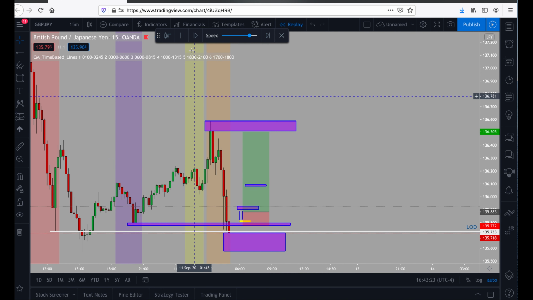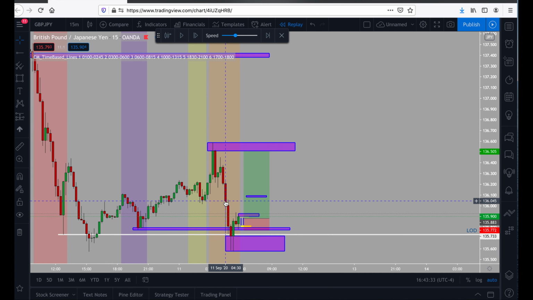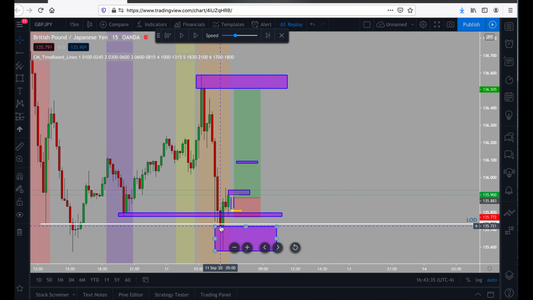I start seeing price come all the way down there. Okay, that's too fast. Okay, let's slow that down. Okay, and I seen price eventually come all the way down here. It broke that low of day, but it's retesting this support area here.